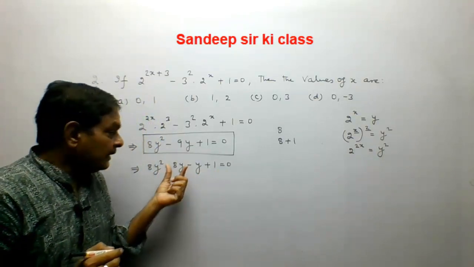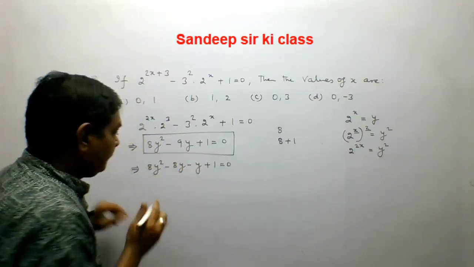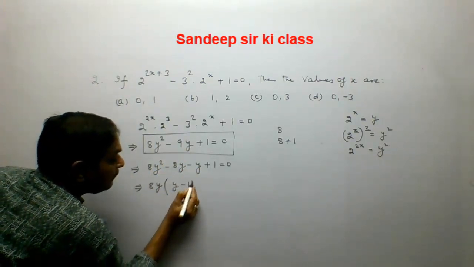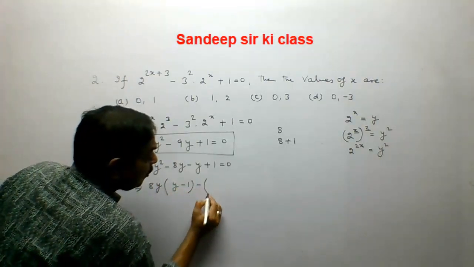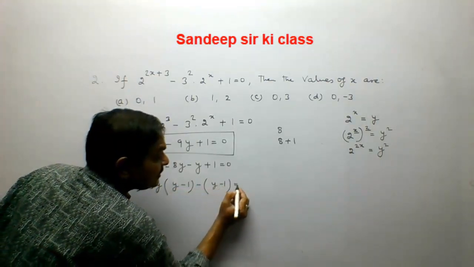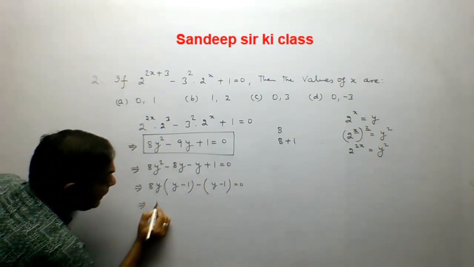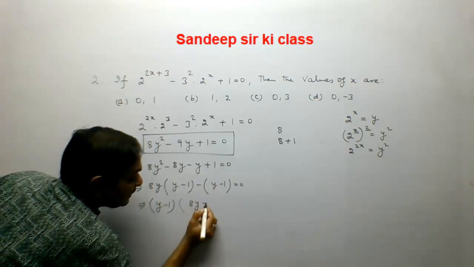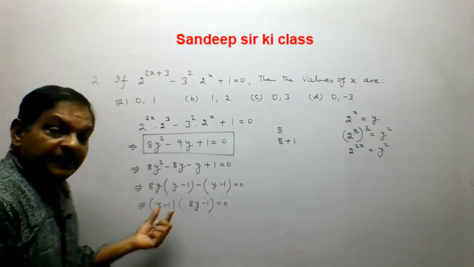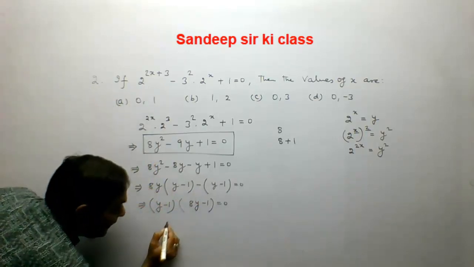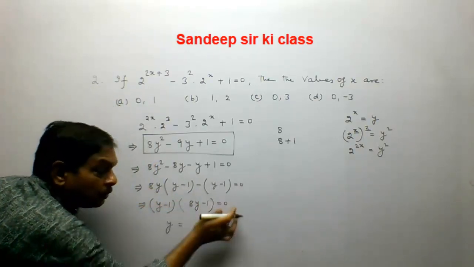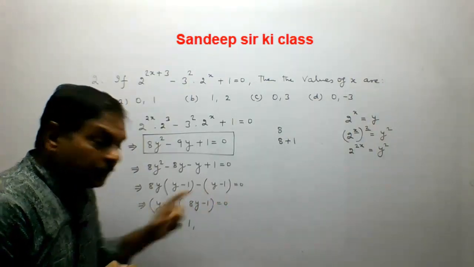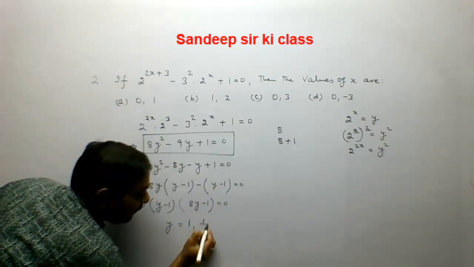Method of factorization in which we split the middle term. This gives me 8y can be taken common, y minus 1 is there in the bracket, minus taken common, y minus 1 is equal to 0. y minus 1 can again be taken common, into 8y minus 1 is equal to 0, which gives me two values of y. First, y minus 1 is equal to 0, which gives me y is equal to 1. 8y minus 1 is equal to 0, which gives me y as 1 upon 8.